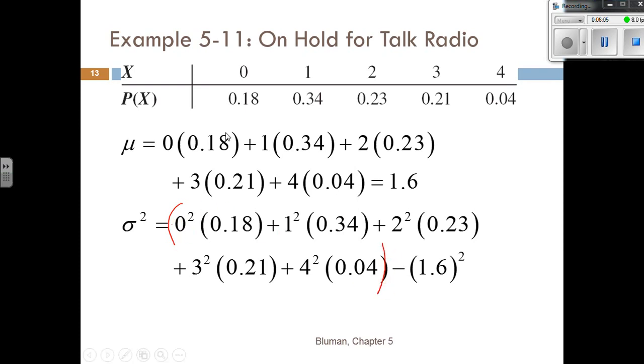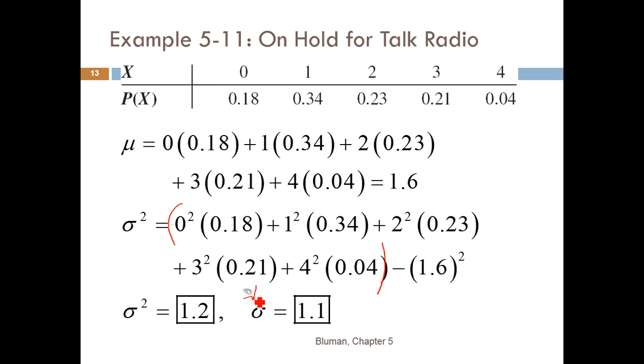Okay. 0 squared times 0.18, 1 squared times 0.34, 2 squared times 0.23, 3 squared times 0.21, and 4 squared times 0.04. I want you to do all that. Make sure that you're able to do this correctly. And then subtract the mean, which we found right there, squared. And you should get 1.2. And then the square root of that, right, all this is the square root of 1.2 is 1.1. And that's your standard deviation.